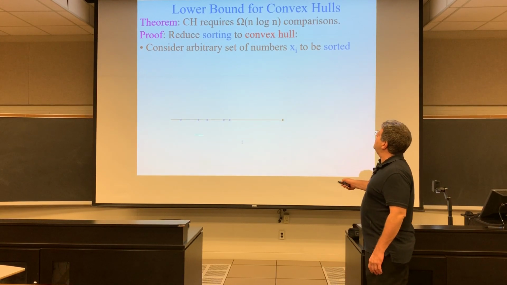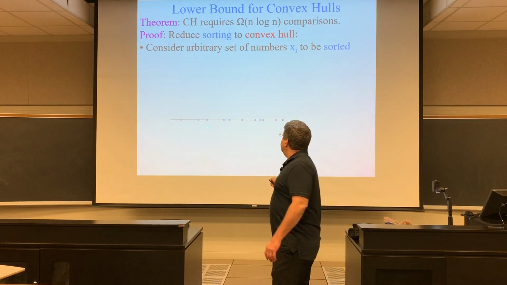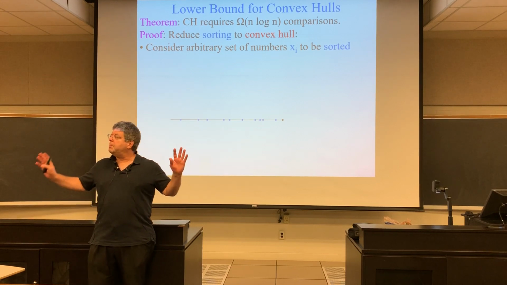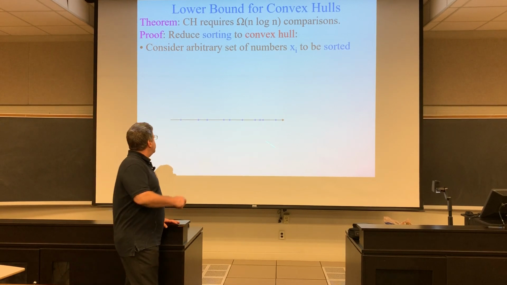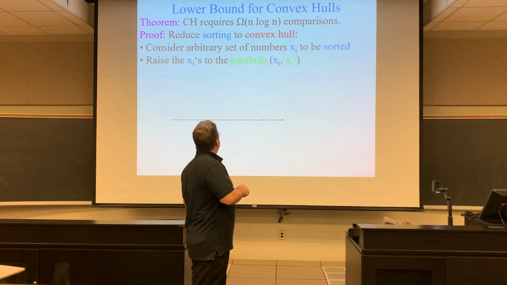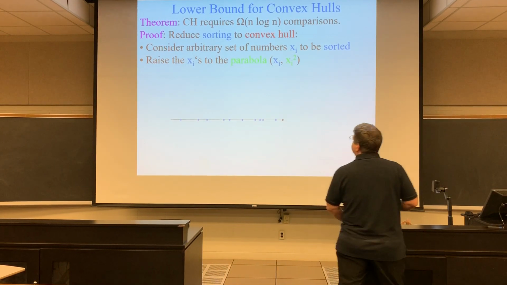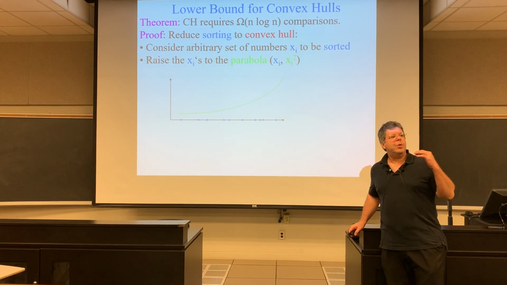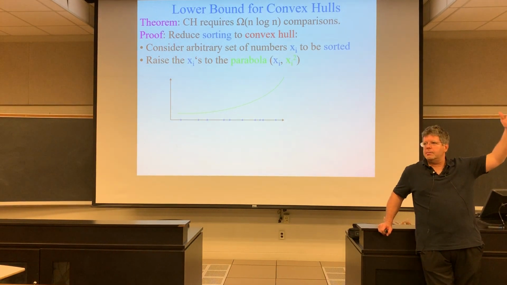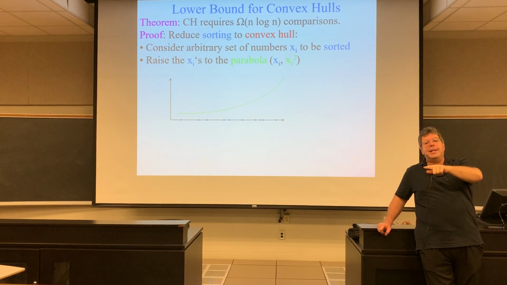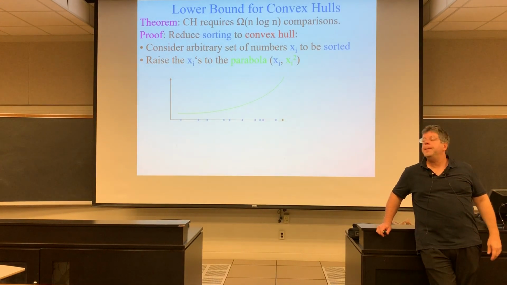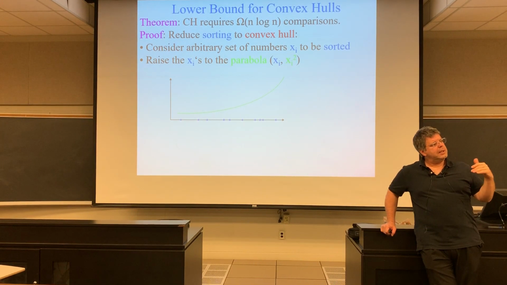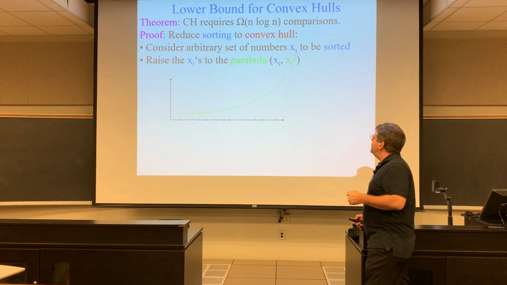Like this. Let's say you want to sort a bunch of numbers. So this is an instance of sorting: a bunch of random numbers on a number line. Arbitrary numbers, no assumption about what these numbers are. They're just arbitrary n numbers on the number line. What we're going to do is raise them all to a parabola. So we're going to go to the second dimension, because sorting is inherently one-dimensional. How many understand that abstraction? Sorting is one-dimensional. It's just points on the x-axis, just numbers, right? Convex hull is essentially a two-dimensional problem, or higher dimension. But the one-dimensional version of convex hull is trivial.